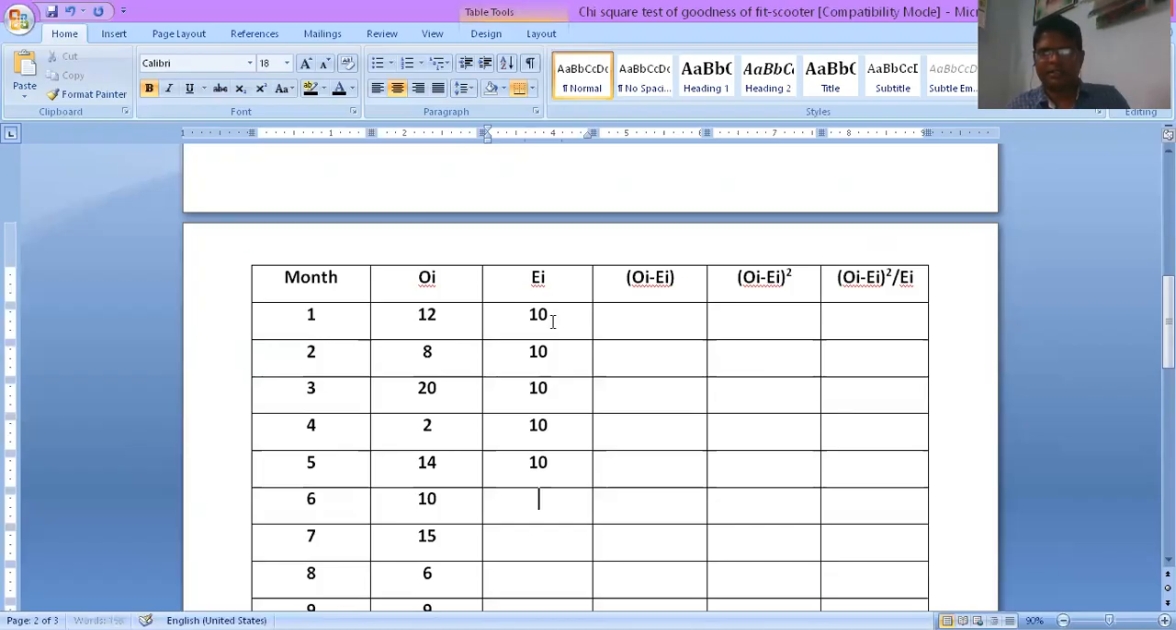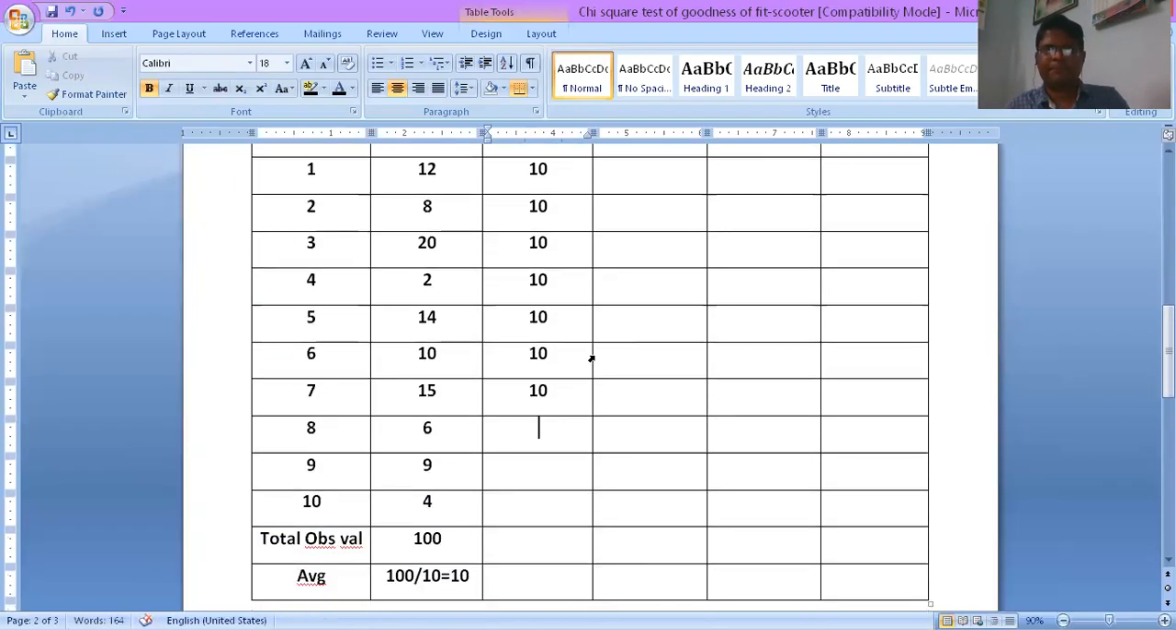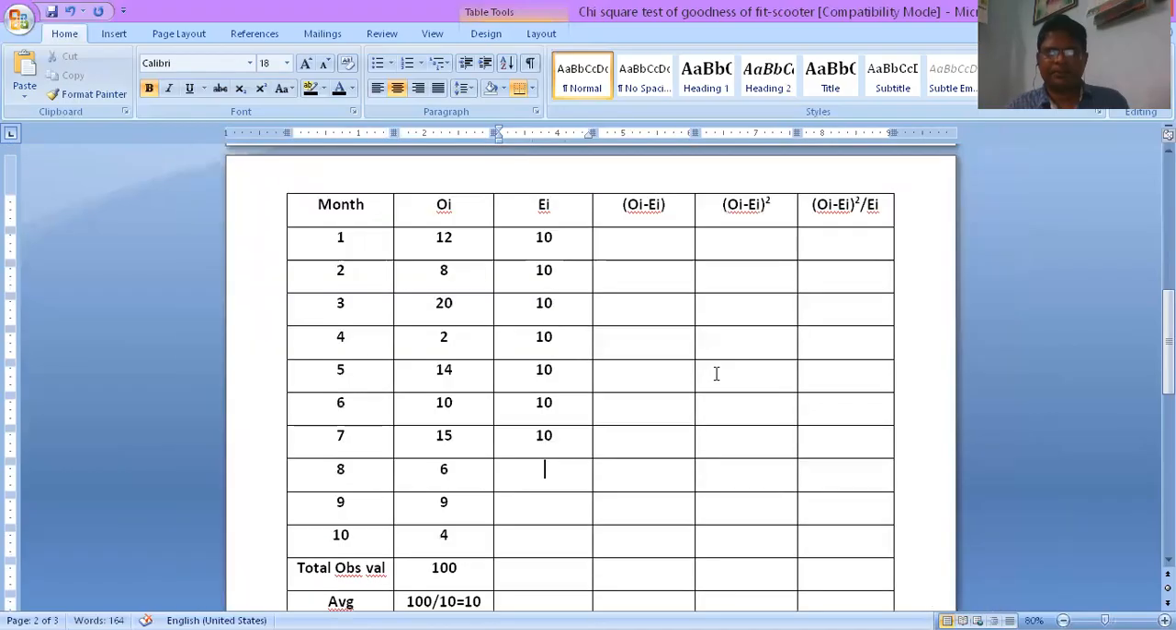10, 10, 10, 10, 10. Okay, visible. Right. OI minus EI: this is 2, this is minus 2, this is 10, this is minus 8, this is plus 4, this is 0, this is plus 5, this is minus 4, this is minus 1, this is minus 6. Next, OI minus EI square.